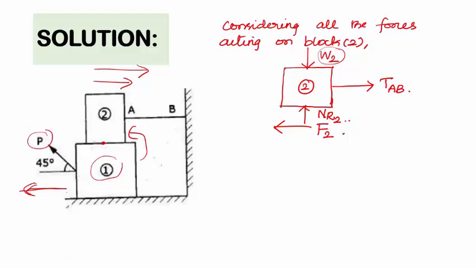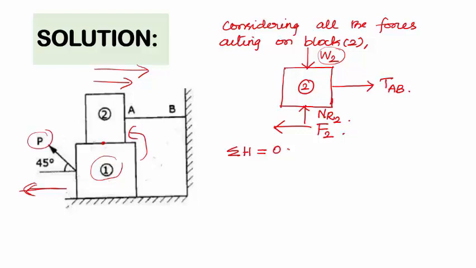Now we can apply the equilibrium conditions to solve this problem, because this problem is solved for the impending motion of block 1. Impending motion is the state at which a block is about to move or slide. Up to that extent the object will be in equilibrium, so we can apply equilibrium conditions for solving these force components. First condition: the summation of all the horizontal forces acting on block 2 is equal to 0. We consider the forces acting along the positive x-axis with the positive sign and along the negative x-axis with the negative sign.